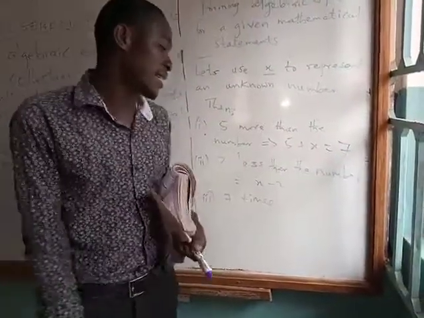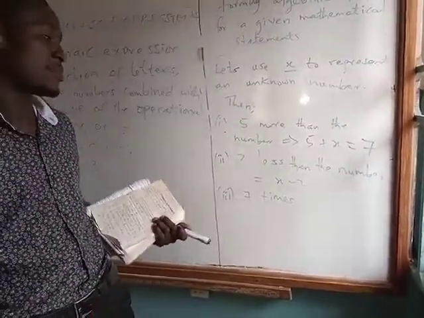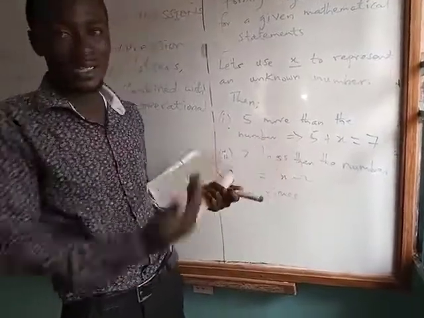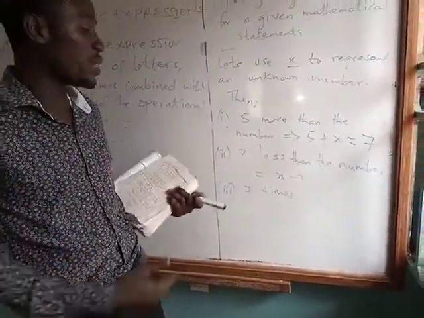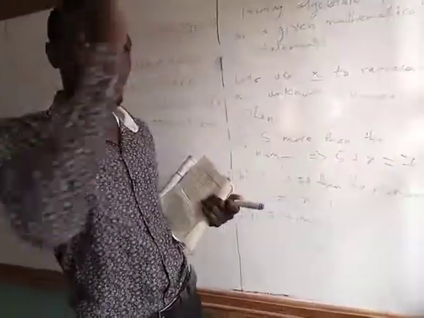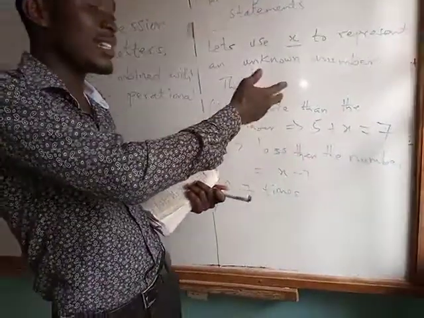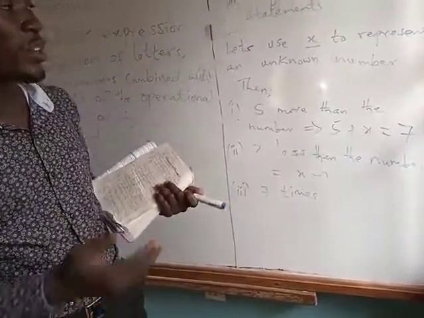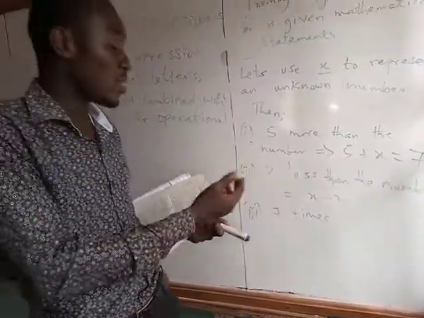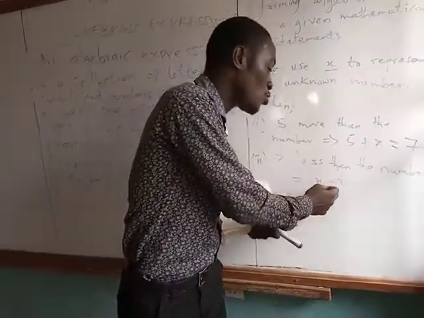We have 2 less than the number. How do you present such a statement? The number is unknown, it's certain. Yes, it's unknown, so we need to use a variable. Any variable is applicable. Any variable is usable. Because we are so used to x, x minus 2 will give us.